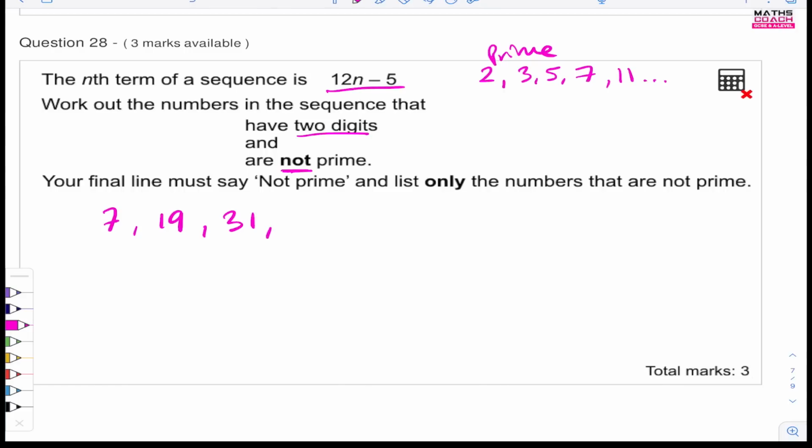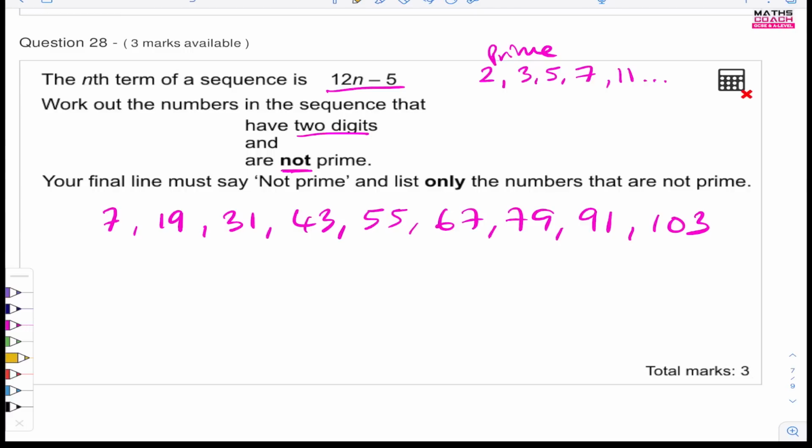So 12 times 4 is 48, take away 5 is 43. Okay, and we can keep doing that. So the next one will be 55, then 67, 79, 91, and then we get 103. Now we also don't need 103 either, because 103 is 3 digits and we are looking for 2-digit numbers.